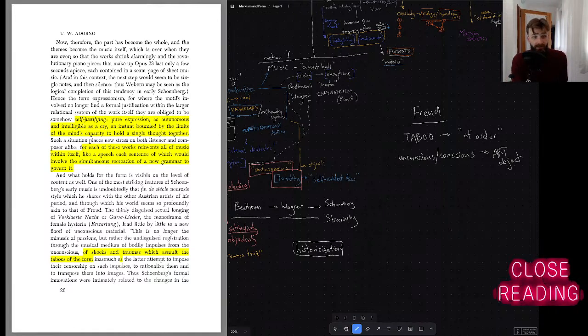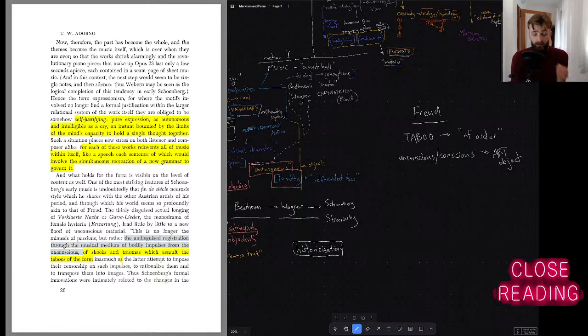Okay, the next is down the bottom of the page here, where Jameson is talking about the striking features of Schoenberg's music, which is the thinly disguised sexual longing of these two particular works, where the monodrama of female hysteria is represented. And then he has this quote from Adorno, where Adorno is saying, this is no longer the mimesis of passions, but rather the undisguised registration through the musical medium of bodily impulses from the unconscious, of shocks and traumas which assault the taboos of the form.